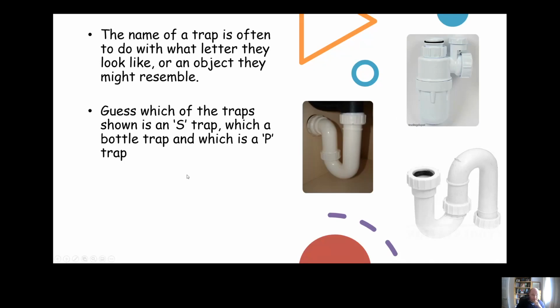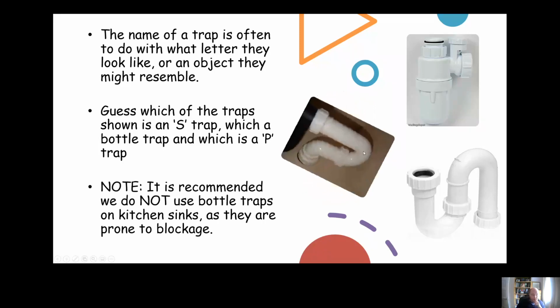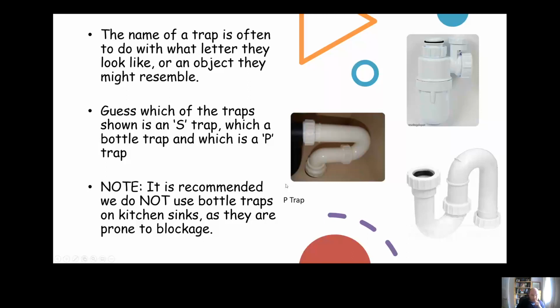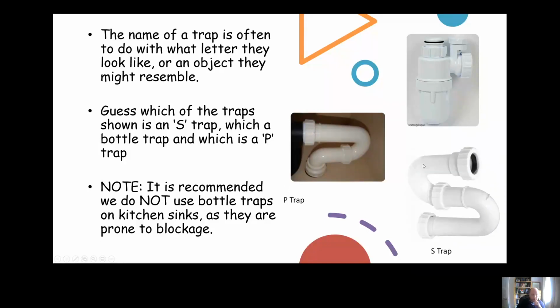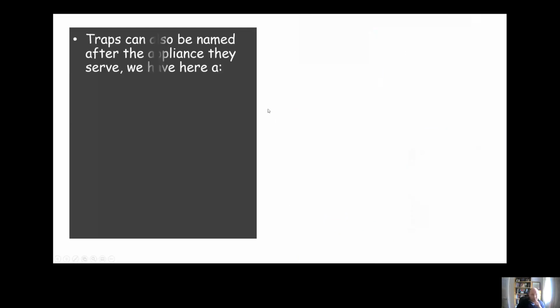Well, you have a look at this one and think, well, it looks a little bit like a bottle. So this is a bottle trap. This is actually an anti-vacuum bottle trap, you can see, because of this little connection here. But yeah, a bottle trap. And we've got a P trap here, which if you turn it on its side looks a bit like a P, and an S trap here, which if you turn it on its side again looks a bit like an S. Okay. Worth noting, we don't use bottle traps on kitchen sinks because they are prone to blockage.